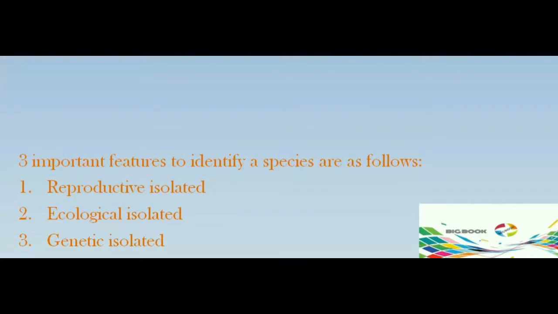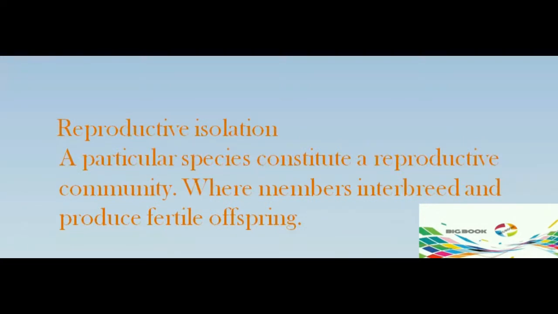Next, the three important features to identify a species are as follows: reproductively isolated, ecologically isolated, genetically isolated. So you would have understood that for a species to be separated from other groups of organisms, it should have these three isolations: reproductive isolation, ecological isolation and genetic isolation.